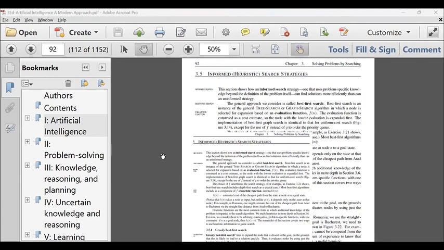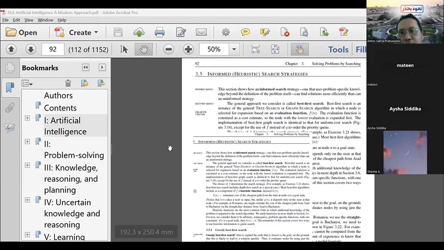Did you read this chapter, this part, about the informed or heuristic search strategies? Here, can you hear my voice? Can you hear my voice? Yes, sir. Yes, sir. Okay.